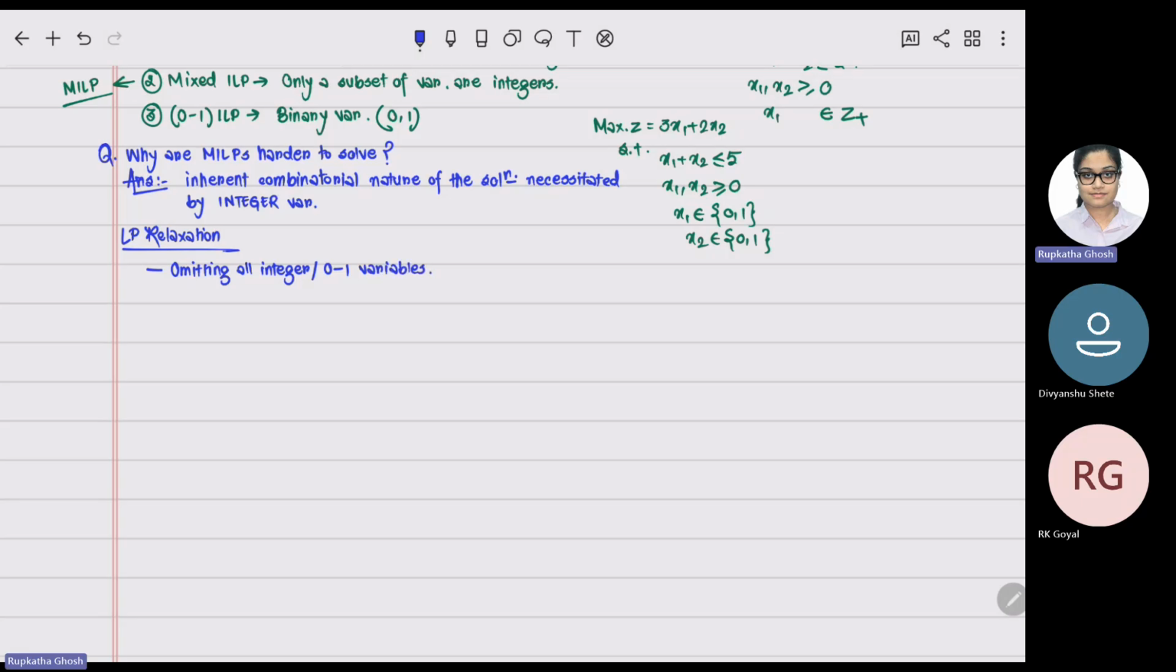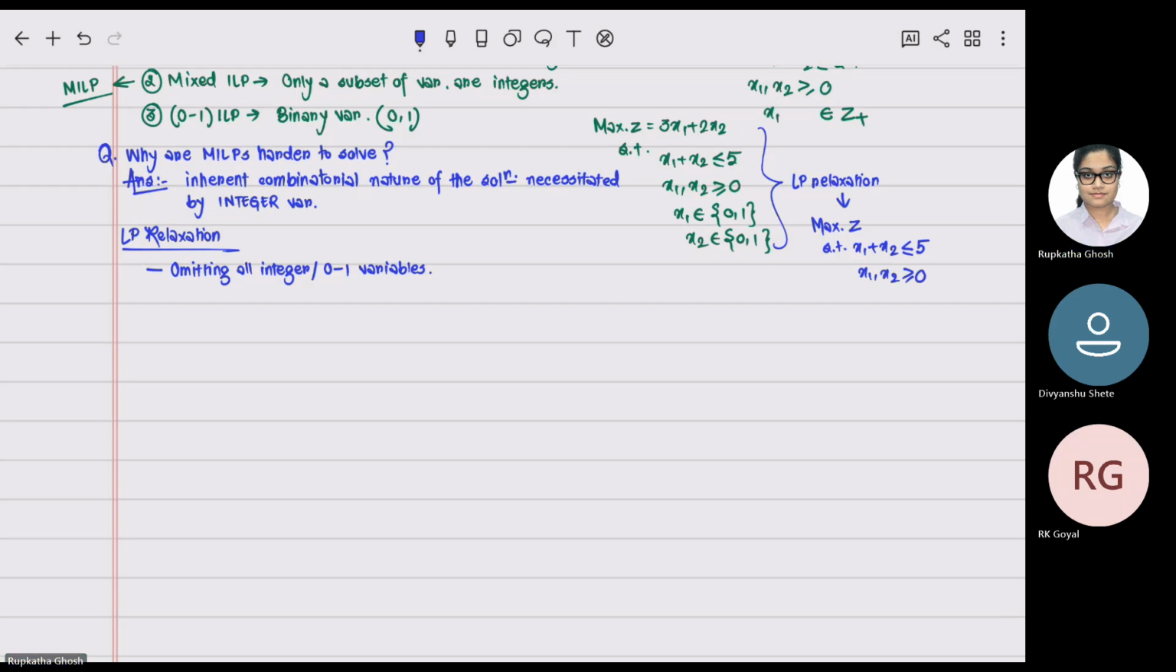So let's say this is your model. If I have to do an LP relaxation of this, it will be max Z subject to the constraints, less than or equal to. That's it. So you simply omit all the integer or 0, 1 variables in your model.